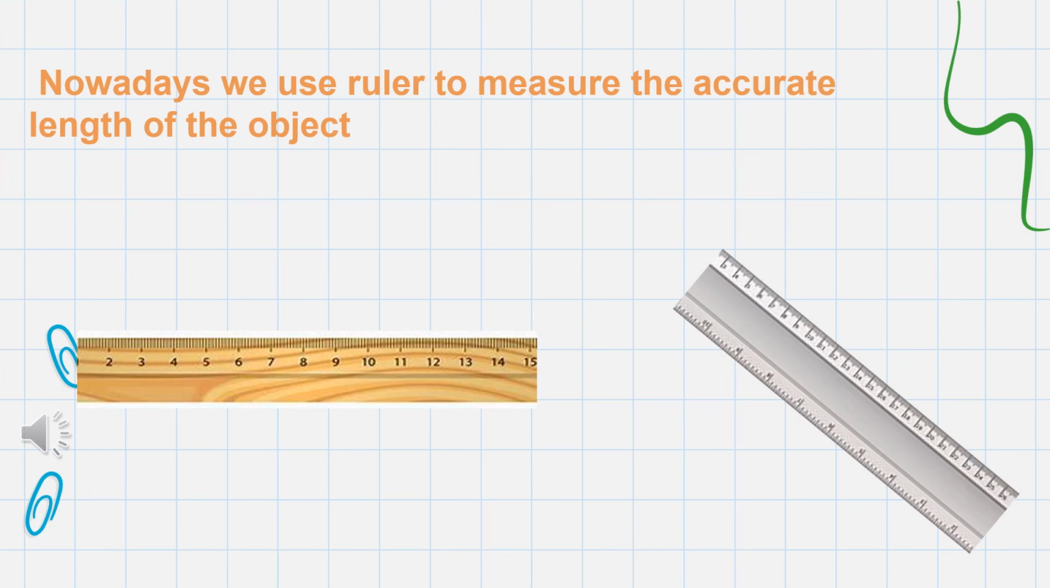Nowadays, we use a ruler to measure the accurate length of the object. So, to measure the accurate length of the object, we use what? We use a ruler.